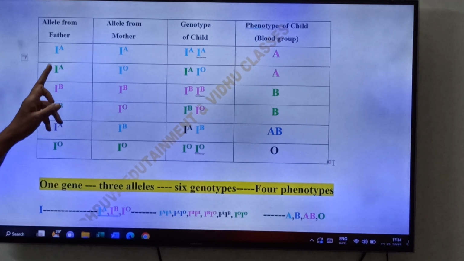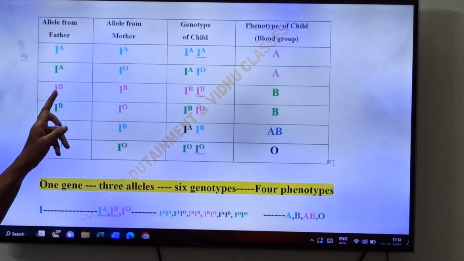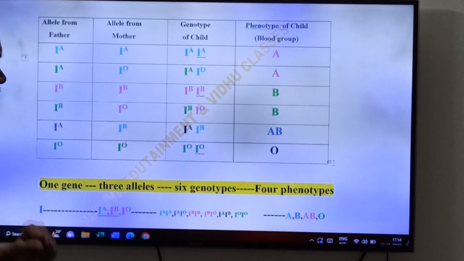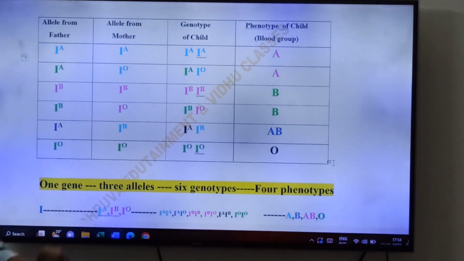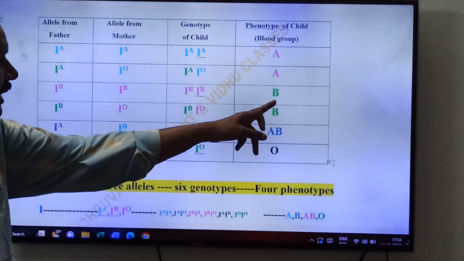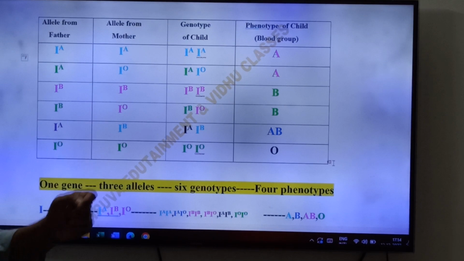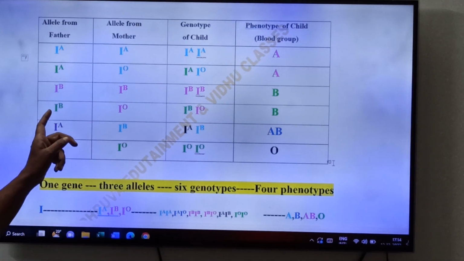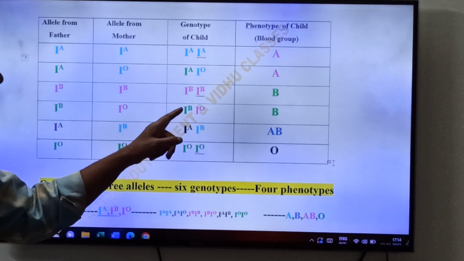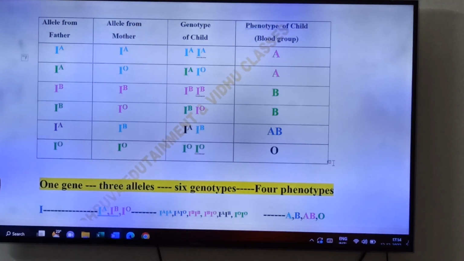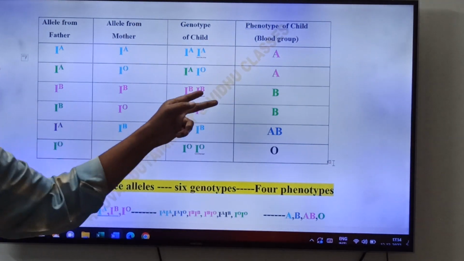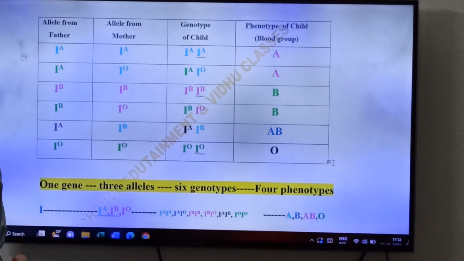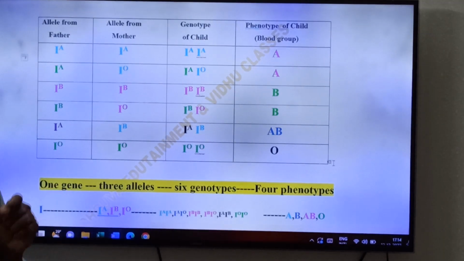Now come here friends, if the allele from father is IB and from mother is IB, the genotype of the child is IBIB. So he has what? B blood group. If IBIO, the genotype is IBIO, so the blood group is B. See friends, B blood group people have 2 genotypes. One is IBIB, another one is IBIO.